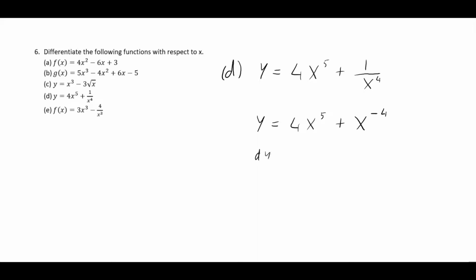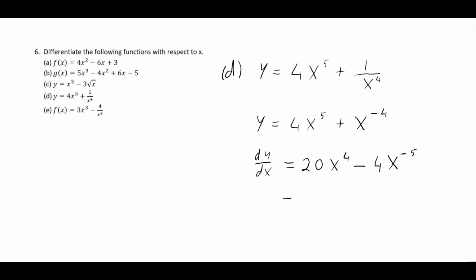So we're going to say dy dx to show it's differentiated, and then multiply 5 by 4, you're going to get 20. Then reduce the power by 1, so 5 minus 1 is going to give us 4, and then plus, and we're going to do the same thing here. So minus 4 by plus 1 is going to give us minus 4x. Now, if you subtract 1 from minus 4, you're actually going to get minus 5.